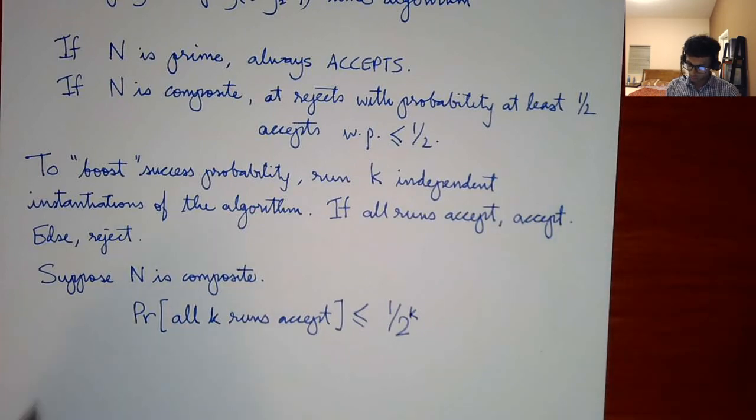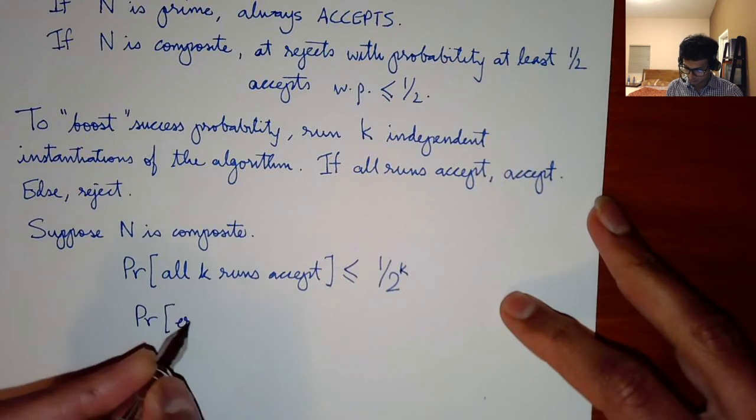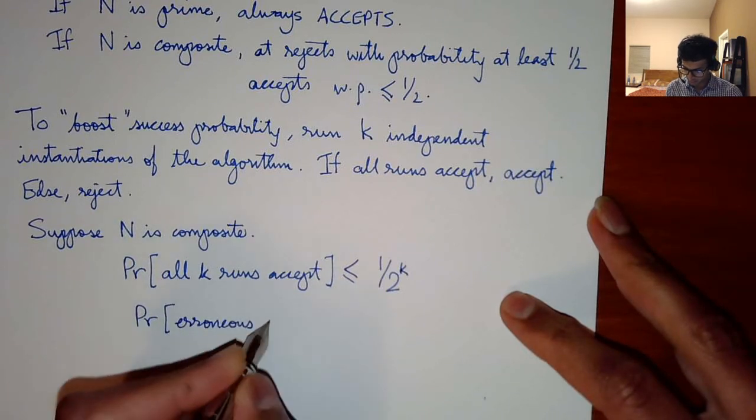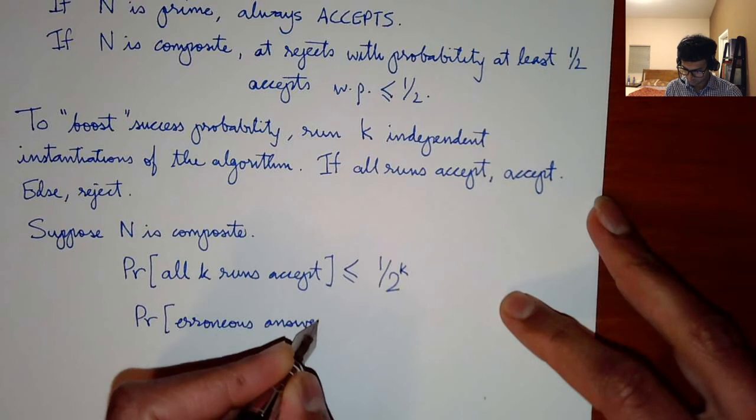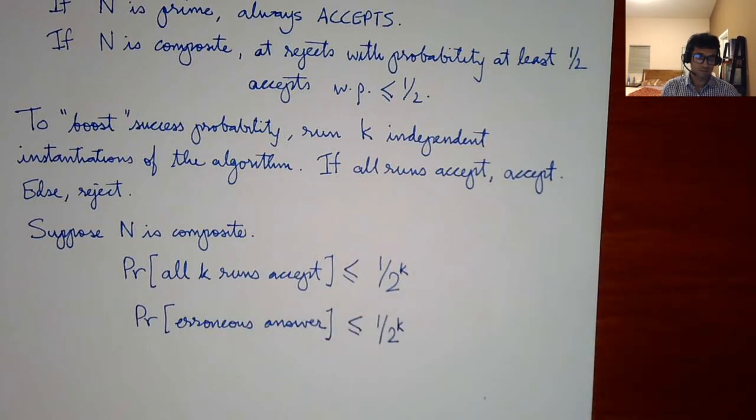In other words, the probability of an erroneous answer, that's really small. So if you ran it 100 times, then the probability of error is probably less than 1 divided by the number of protons in the universe. Just run it. You ran it 50 times, it's enough. So the error probability is really small.